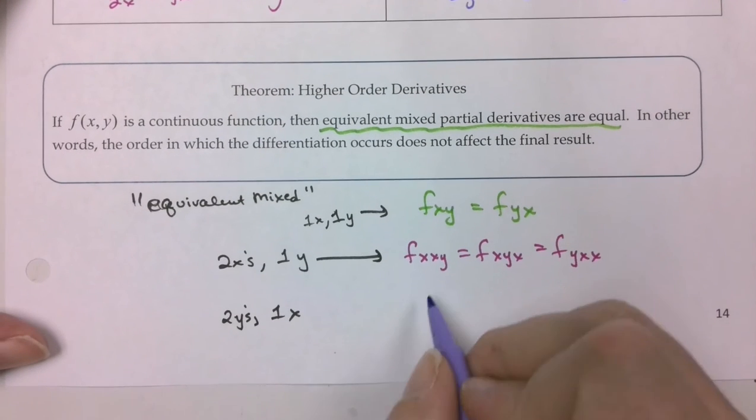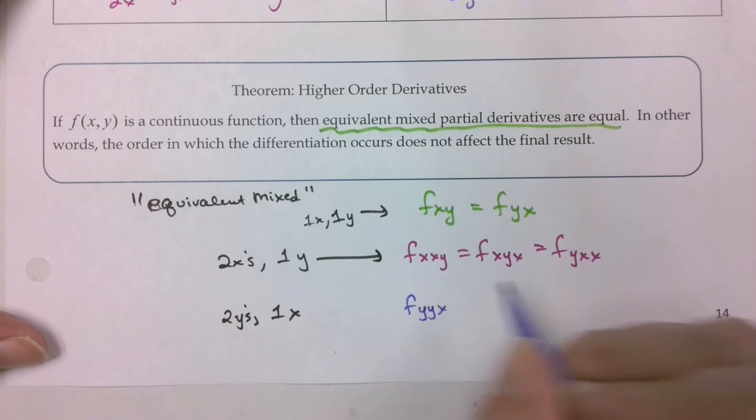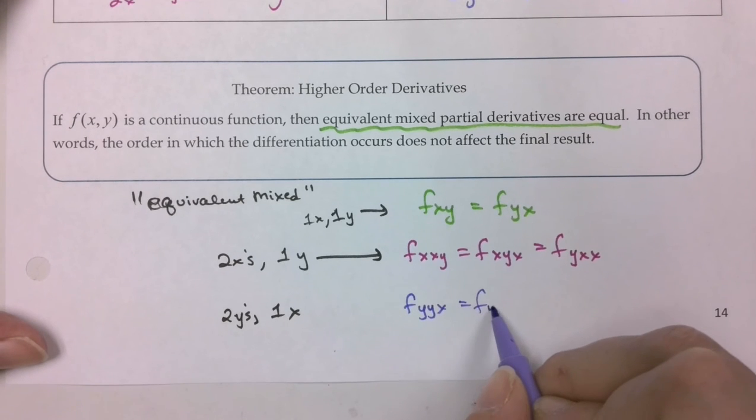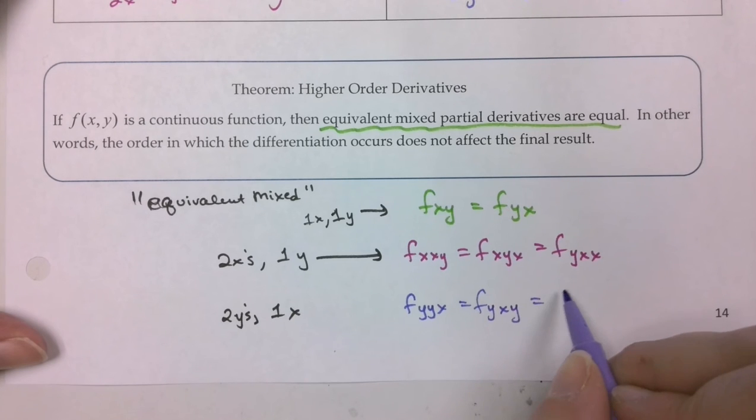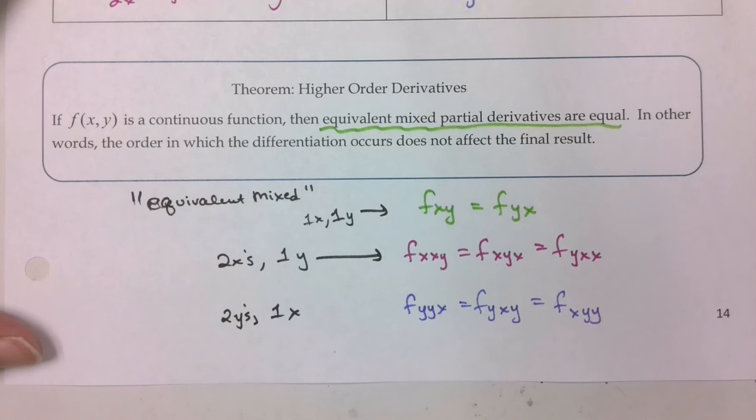So not only is it working for two x's and one y, but it's working for two y's and one x. So it doesn't actually matter with partial derivatives which one you do first, which one you do second, just as long as you get the number that you are looking for.